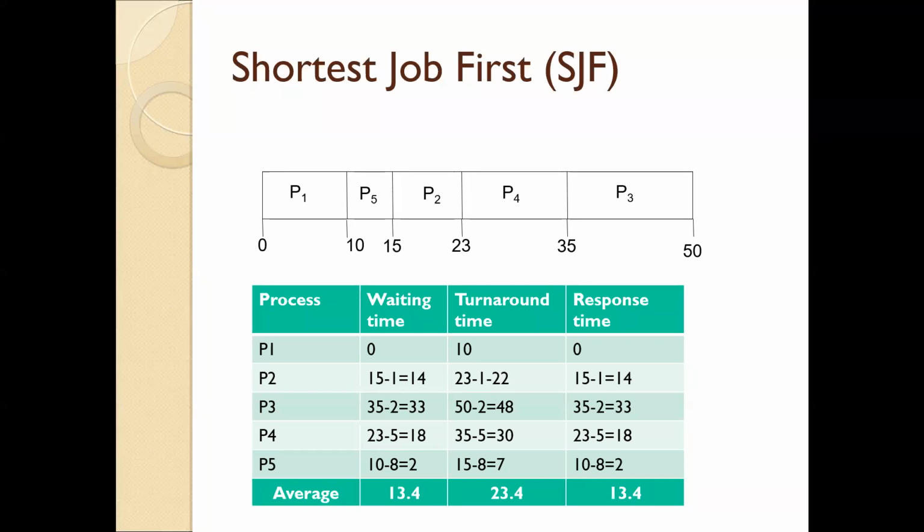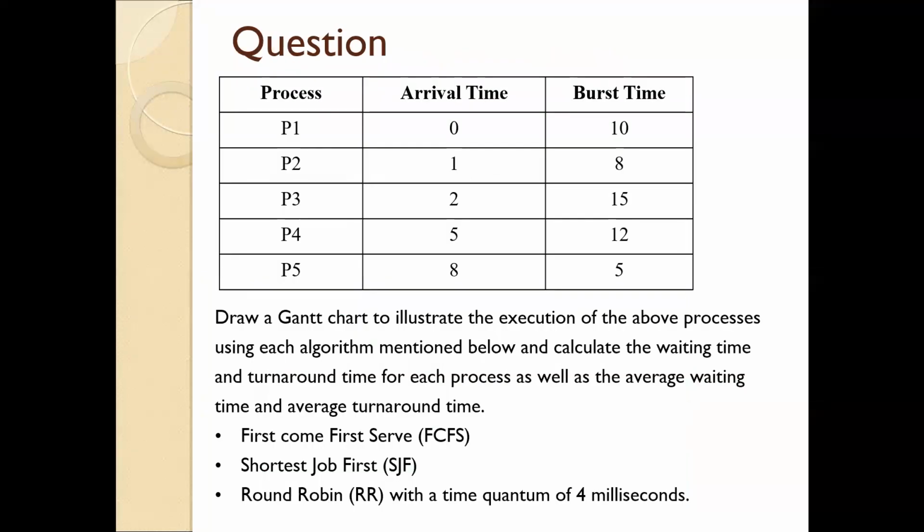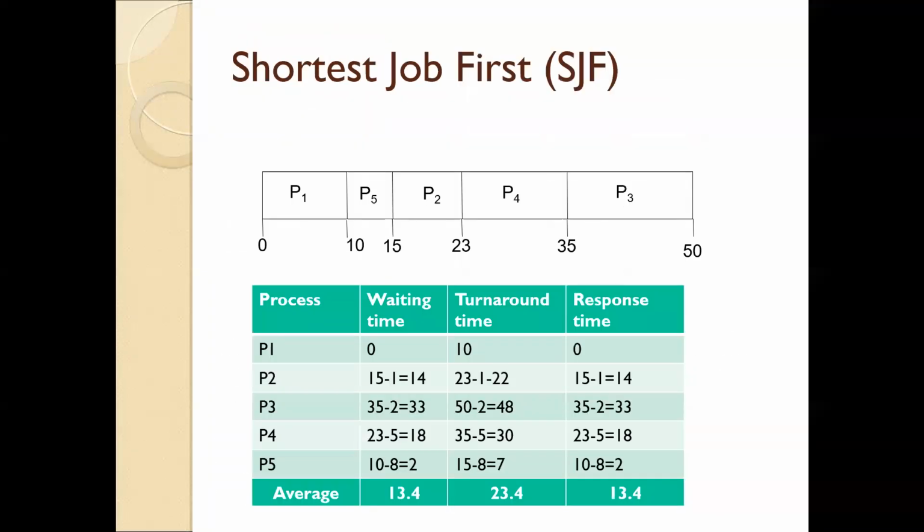Right? Then P3 arrives at 2 milliseconds but gets the first response at 35 milliseconds. So waiting time is 33. Turnaround time: it completes at 50, and P3 arrives at 2 milliseconds. Therefore, turnaround time is 48. Response time again is the same as the waiting time.